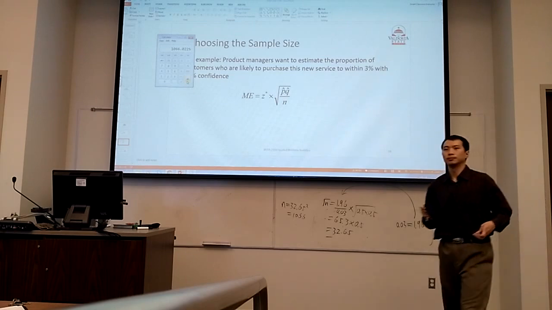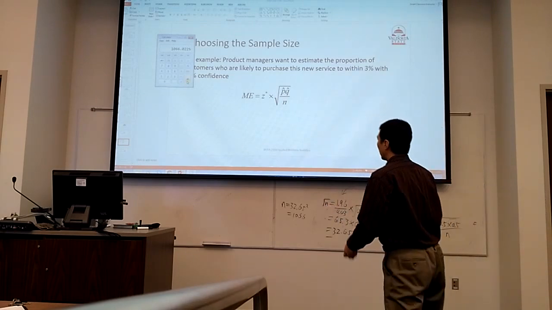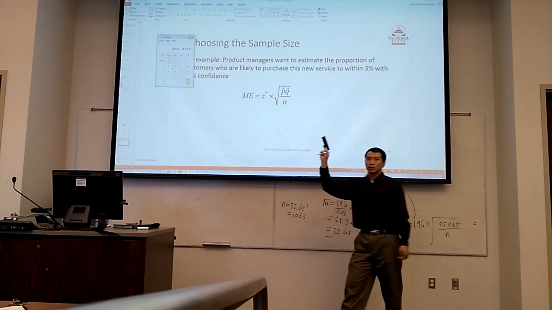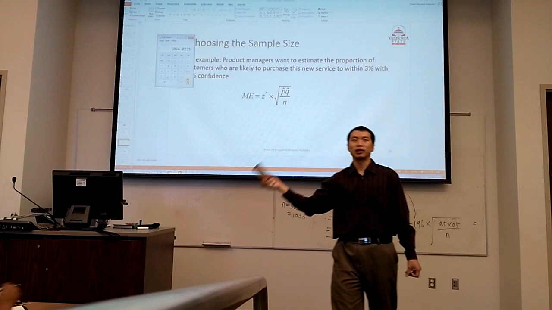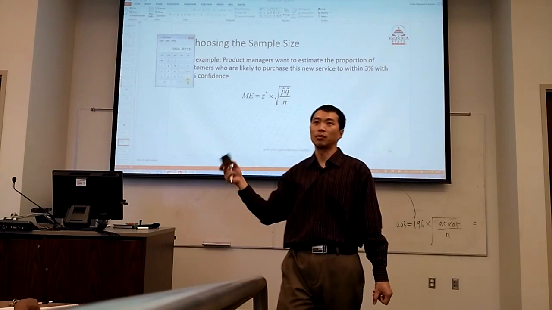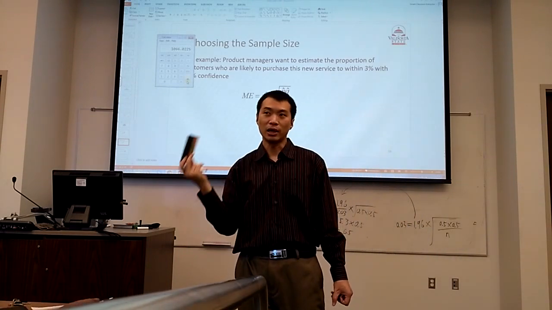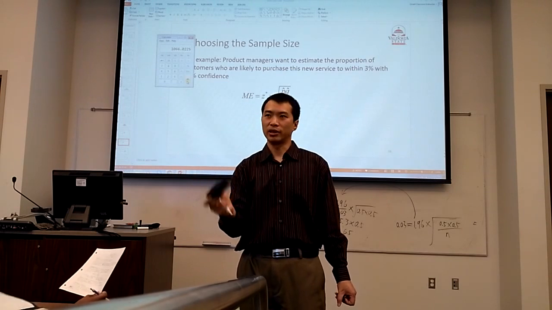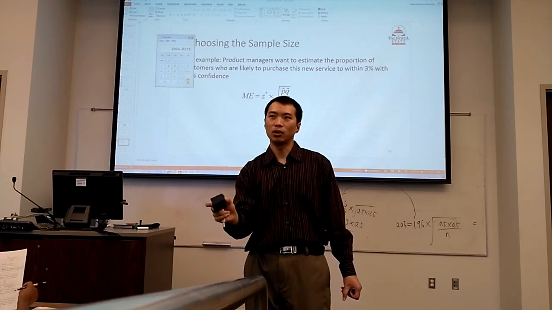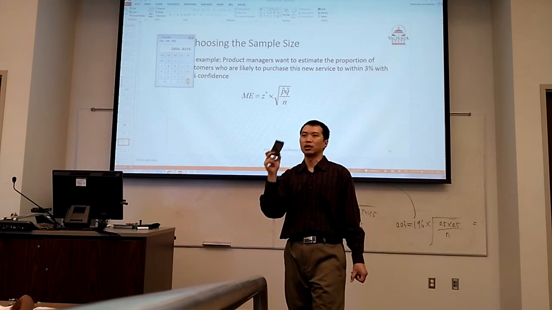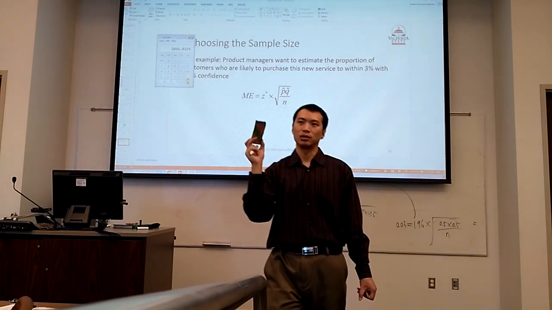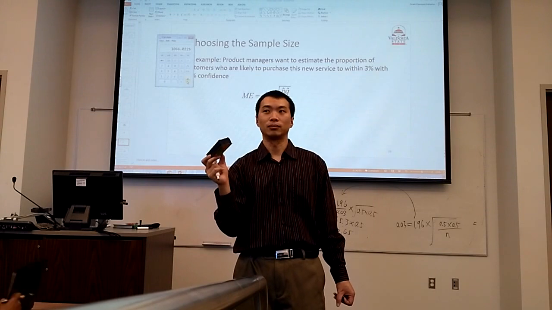Yes, sir. Where do you get that 0.5 from? 0.5, because here we want to calculate the sample size, and we know nothing about our sample and population. In that case, we use the worst case scenario. So in the worst case scenario, we assume that p hat and q hat are equal to 0.5. That's our assumption.